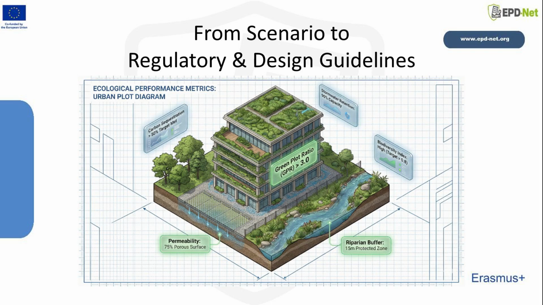Development controls further refine how buildings and neighborhoods perform. By specifying building orientation, massing, permeability minimums, and shading requirements, these controls shape microclimatic and ecological conditions at the block and site levels. Density bonuses or incentives can support the inclusion of green or blue infrastructure and encourage low-carbon design.